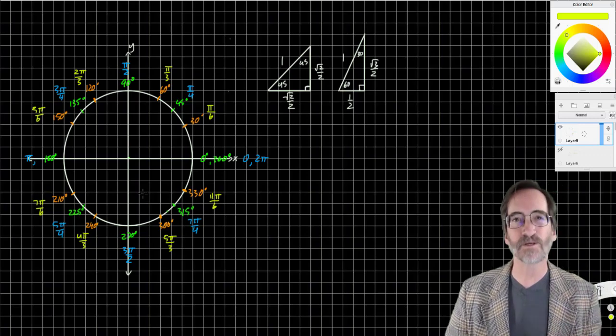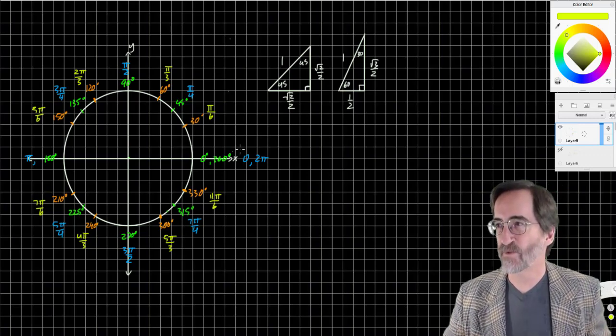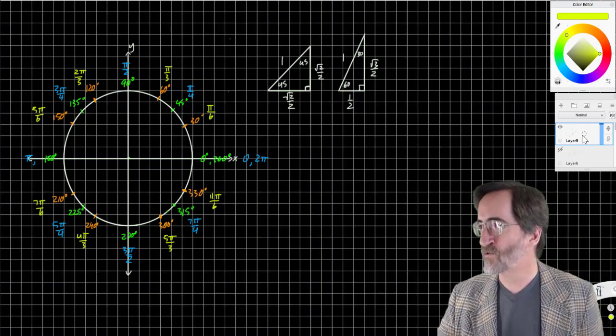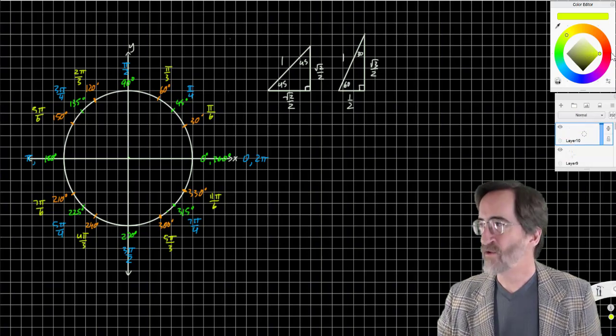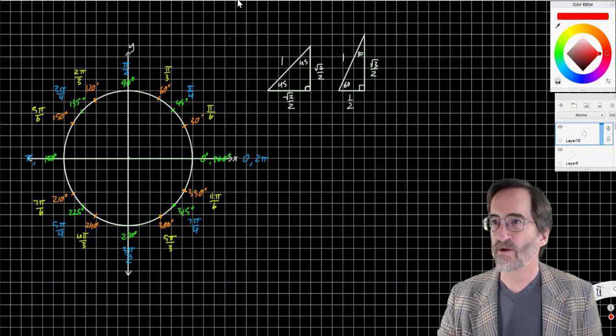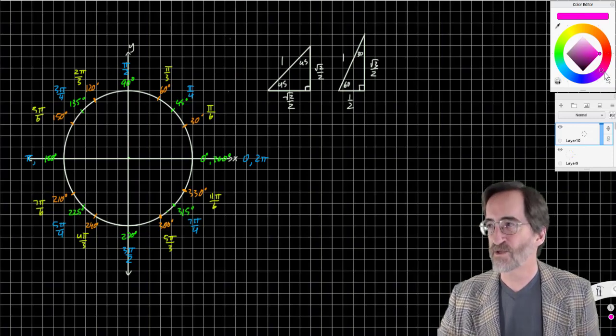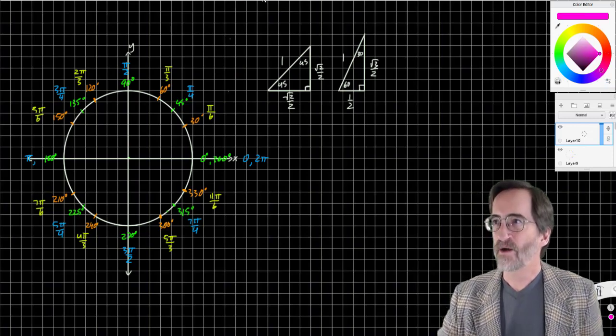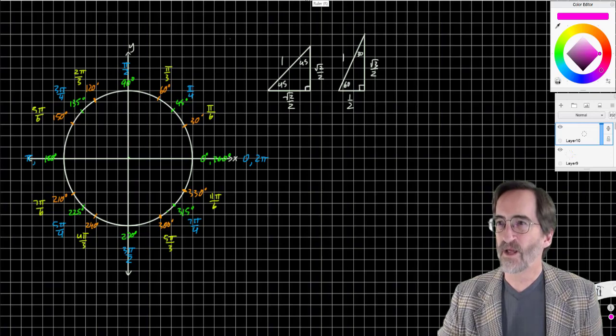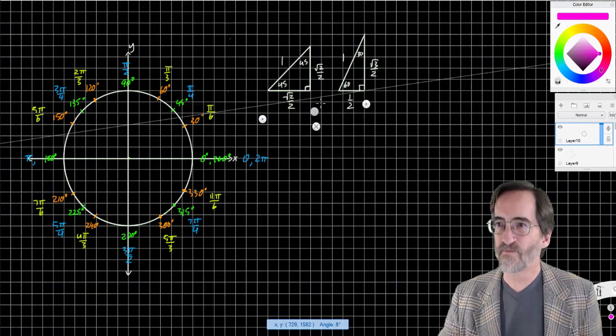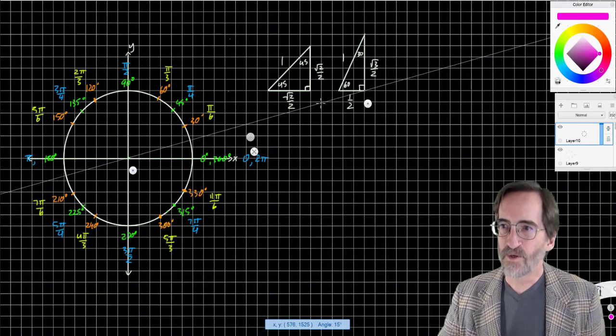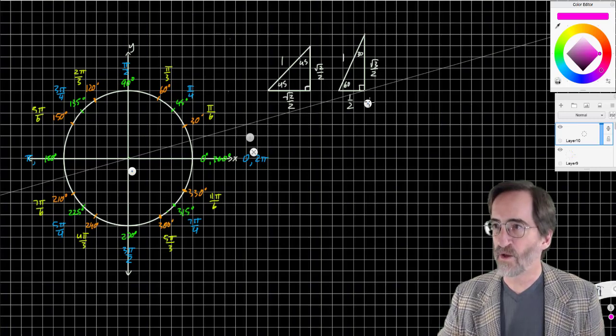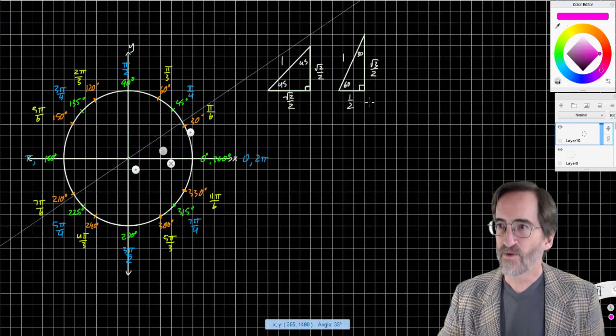And now let's use it to evaluate a couple trig functions. Okay, let's go here and add a new layer. And I haven't used red, so I'll use red here. Actually, I think fuchsia will stand out better. Okay. All right, so let's mark an angle here and say I want to find the trig functions associated with 30 degrees.